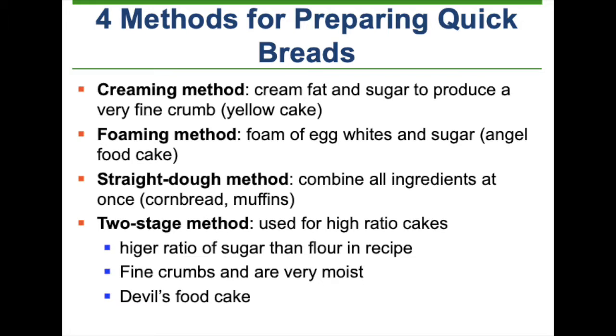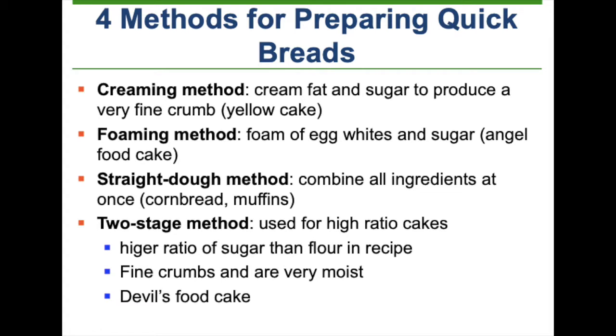The 4 methods for preparing quick breads. You already know this, but the creaming method, you cream your fat and sugar to produce a very fine crumb like yellow cake. Foaming method, you foam your egg whites and sugar like angel food cake. The straight dough, you combine all ingredients at once, like with the muffins and cornbread. We also call this the muffin method.